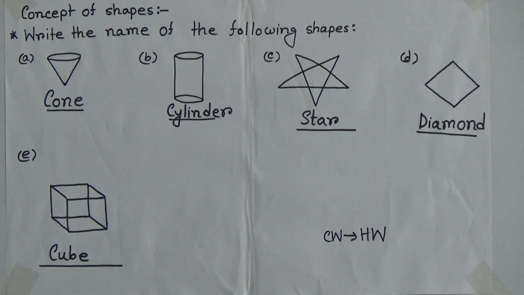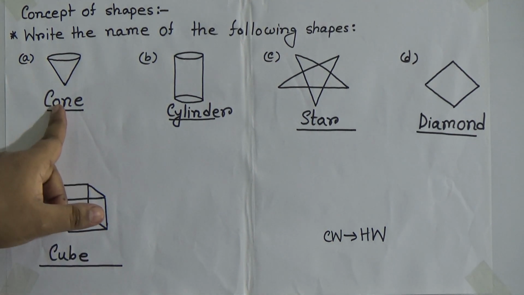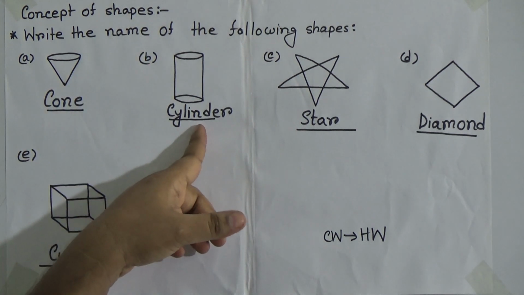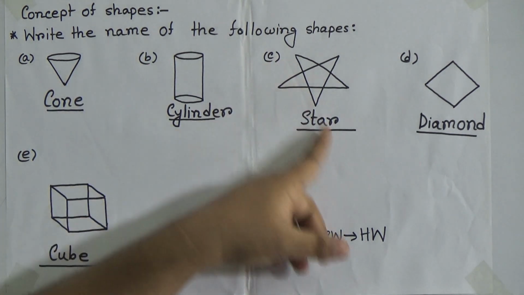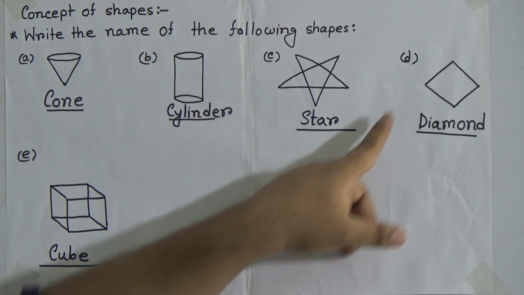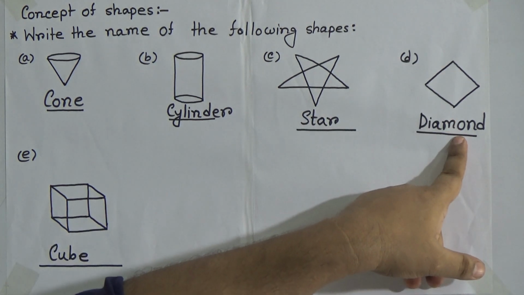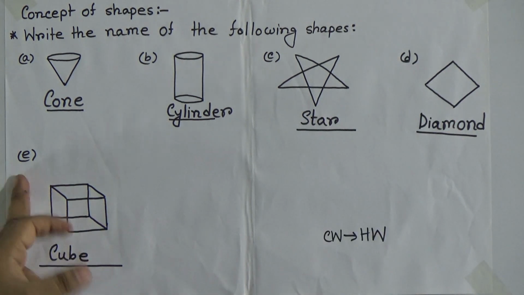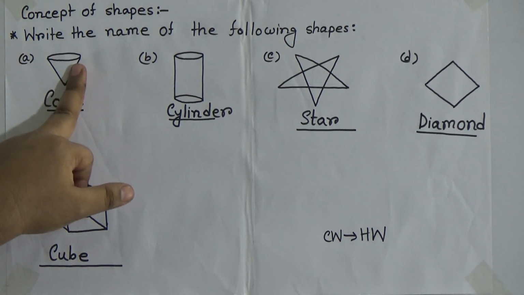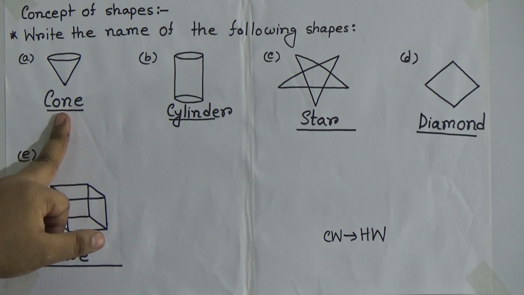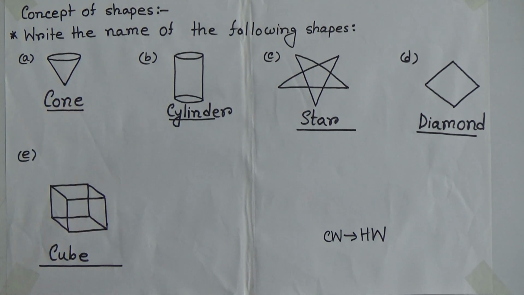Okay, my dear students, I repeat: the name of the first shape is cone. The name of the second shape is cylinder. The name of the third shape is star. The name of the fourth shape is diamond. And the name of the fifth shape is cube. Notice, at first you notice the figure, then you write the name of the shape. After that you memorize that spelling.